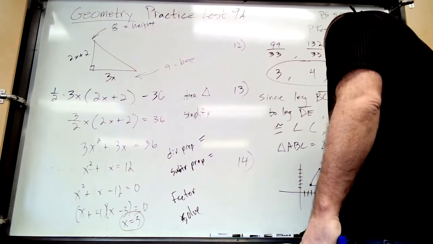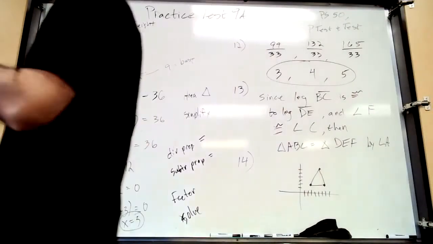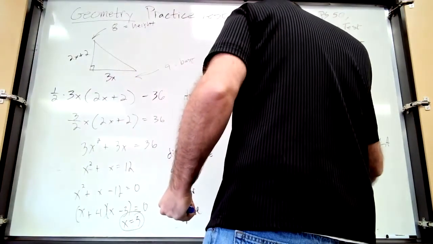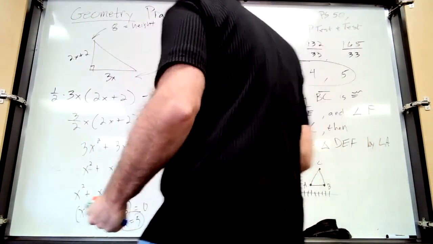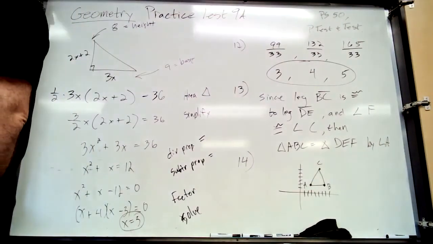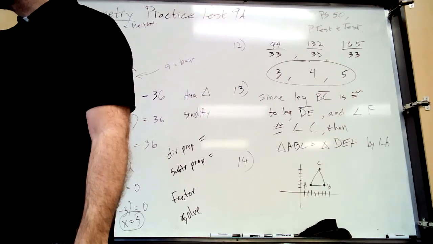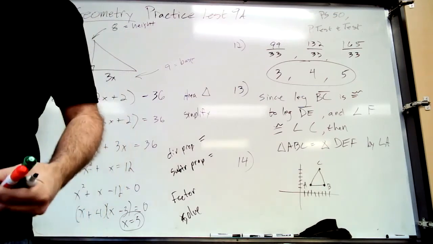Okay, so here's a little triangle. So far, so good? That's A, B, C. The supermarket warehouse is equidistant from the 3 stores. Find the location of the warehouse.